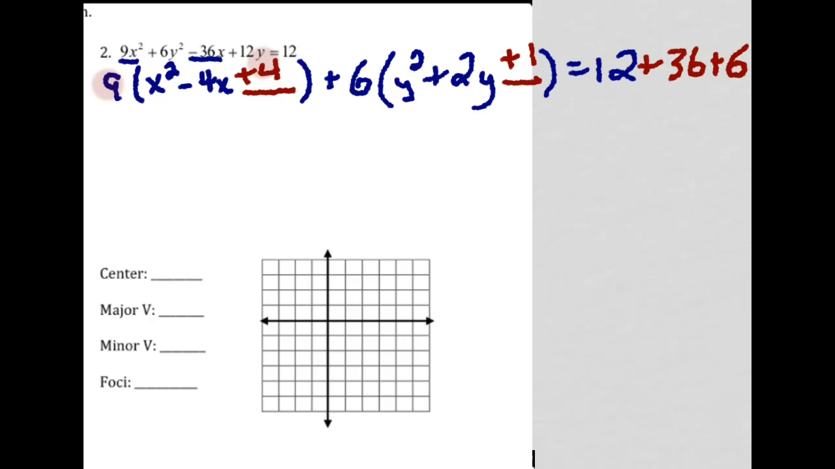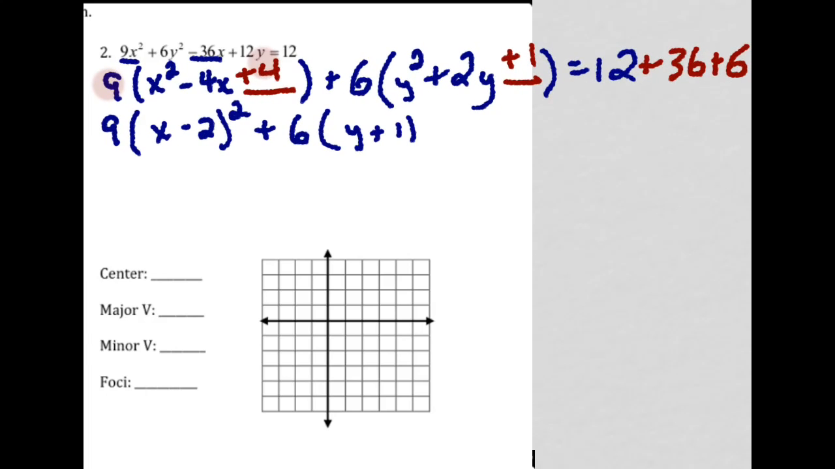Okay, so now in our next line, we're going to do our complete the square steps. So we've got a 9 out front over here. That set of parentheses will turn into x minus 2 squared. From the second set of parentheses there, we still got the 6 out front. We do the y plus 1 squared for our complete the square. And then if we do the arithmetic correctly over there, that should give us a 54.